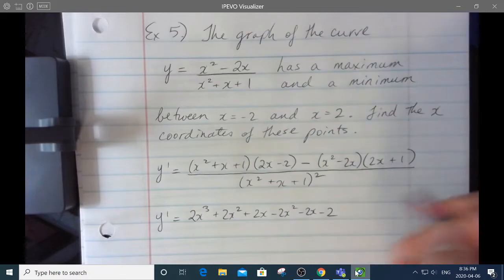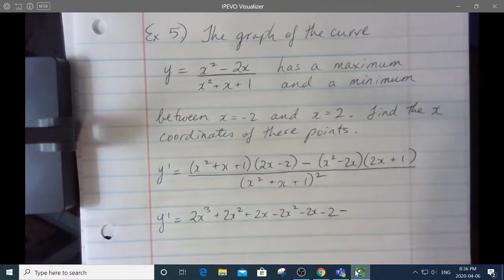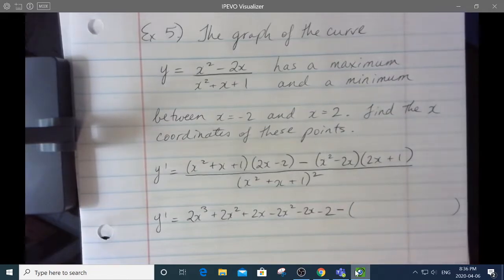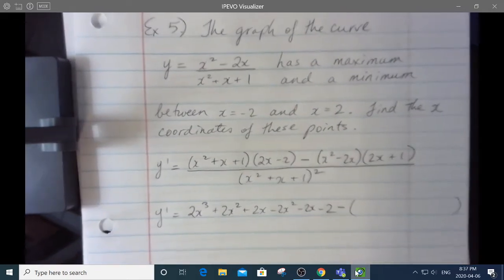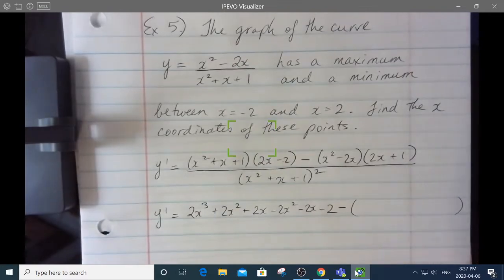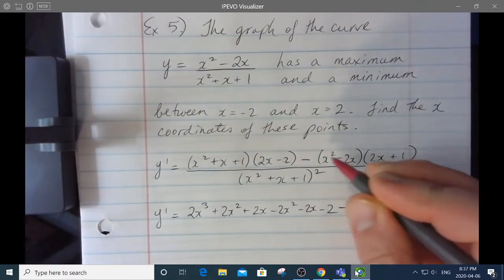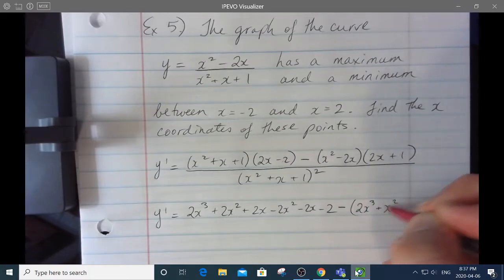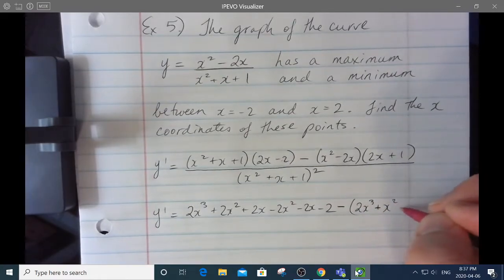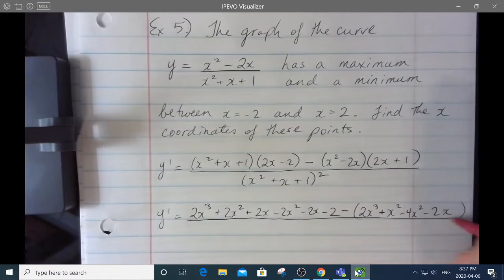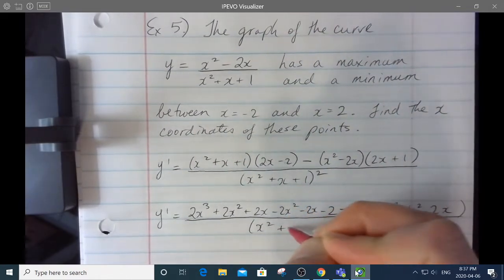Phew, that's all that. Minus, and I learned my lesson from the last video where I made like 4 errors. I'm just going to do this multiply first, do it all in one bracket, and then I'll distribute the negative. I won't try to do 2 steps at once. So there's going to be 2x cubed plus an x squared, right? First times first, outside times outside. Inside times inside is minus 4x squared, and last times last is minus 2x. All of that over the denominator that I don't feel like playing with.